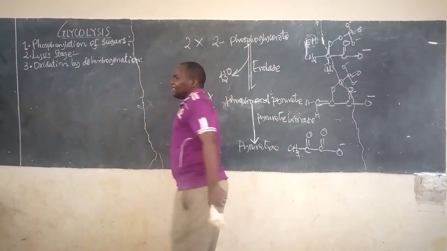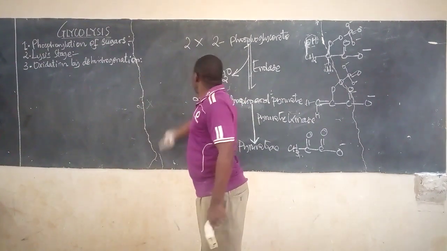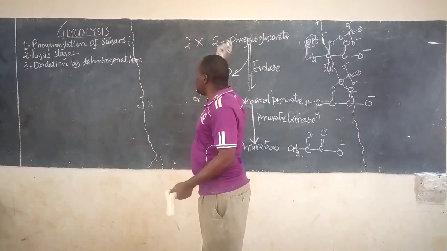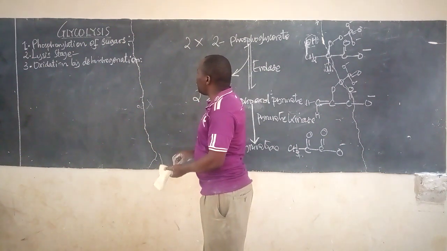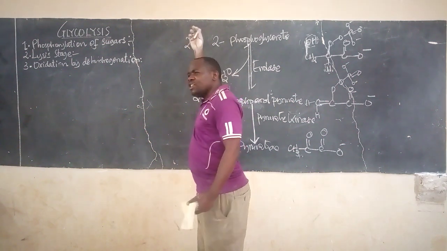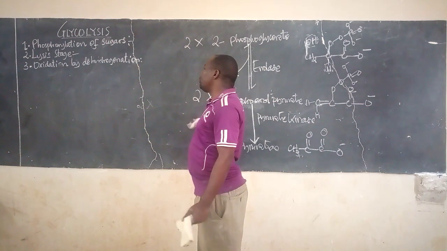Bear in mind that all these stages of glycolysis take place within the cytoplasm of the cell, whether in presence or absence of oxygen.